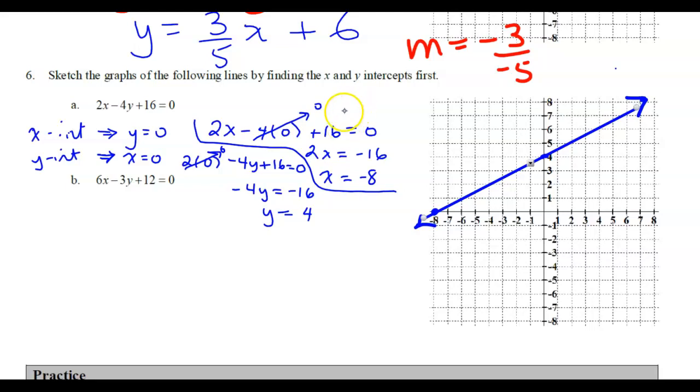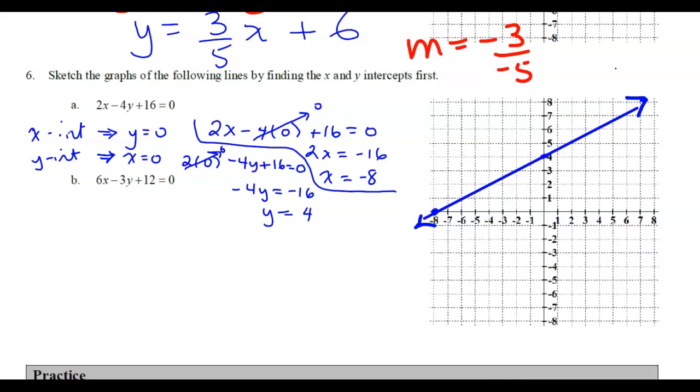No, the 16 is on the left, so we have to... Yeah, but that's minus 4 times 0. So 2x minus 0, it's gone. It's always the sign in front of the term. So it's 2x plus 16. So then you solve for x.